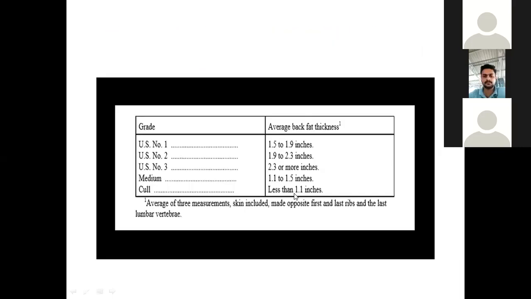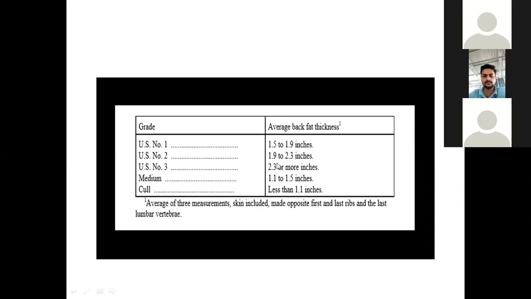It starts from 1.1 inches. For the cured bacon and ham, we'll be going in this range, 1.1 to 1.5. You can select it. It should not be too fatty either, because that will affect the quality.